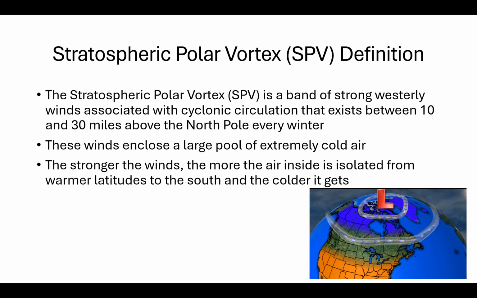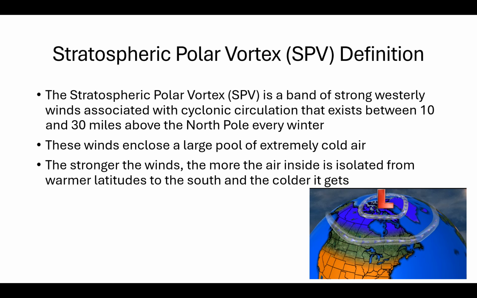So first things first, the stratospheric polar vortex, what's the definition of this? The stratospheric polar vortex, which is abbreviated by the letters SPV, and I'm going to use these initials throughout the video. So whenever you see SPV, think stratospheric polar vortex. This is a band of strong westerly winds associated with cyclonic circulation that exists generally between 10 and 30 miles above the North Pole every winter.